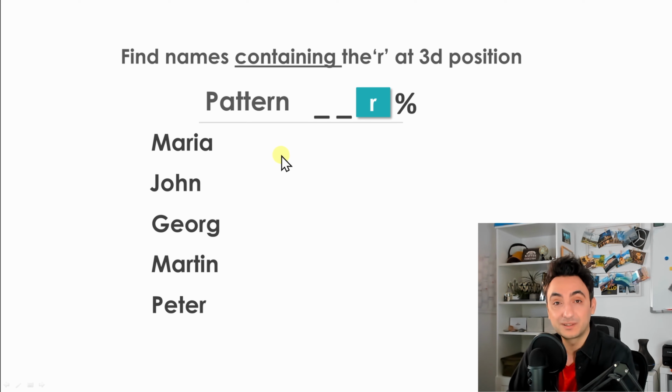So let's go through our values and see how the database is going to react. So Maria, it starts with M. It's okay. A, it's okay. The third should be R. And we have here a match. Afterwards, it doesn't matter. So this is matching our pattern. So Maria is going to get a true from the database.